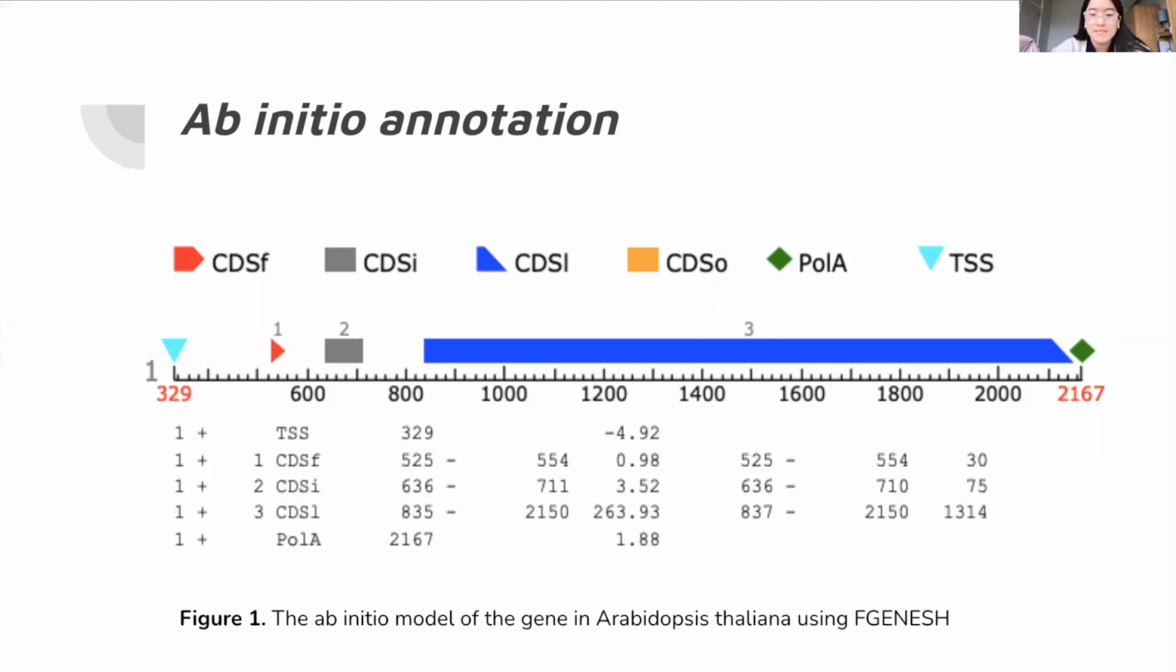We found that exon 1 was 30 base pairs long, with the start codon ATG located at 525 base pairs, and the exon terminating at 554 base pairs. Exon 2 was located at 636 base pairs and extended 76 base pairs until 711 base pairs. Exon 3 started at 835 base pairs and extended until 2,150 base pairs and was 1316 base pairs long.